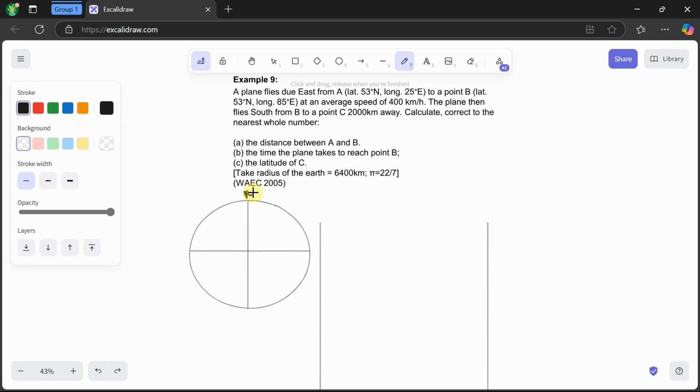So these are north, these are south, these are west, these are east. So a plane flies from A at 53 degrees north, so this is 0 to 90, so 53 degrees should be somewhere here. So 53 degrees north, and the longitude is 25 degrees east, so 0 to 180, this should be somewhere here. Great. So this is 25 degrees east to a point B, 53 degrees north, still the same line of latitude, but 85 degrees east, so this should be bigger.